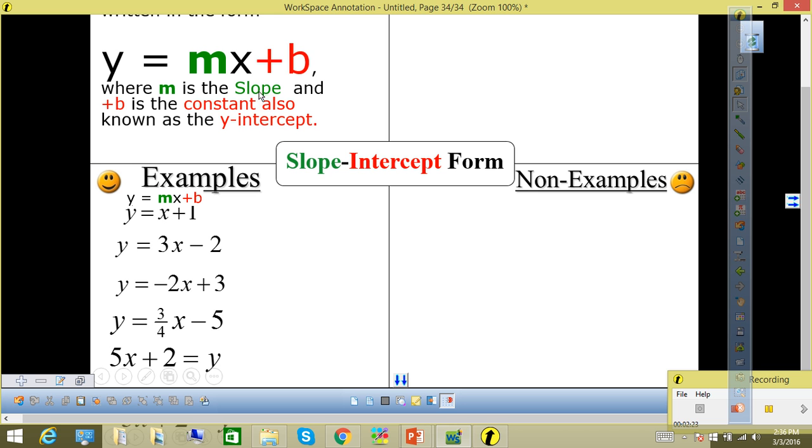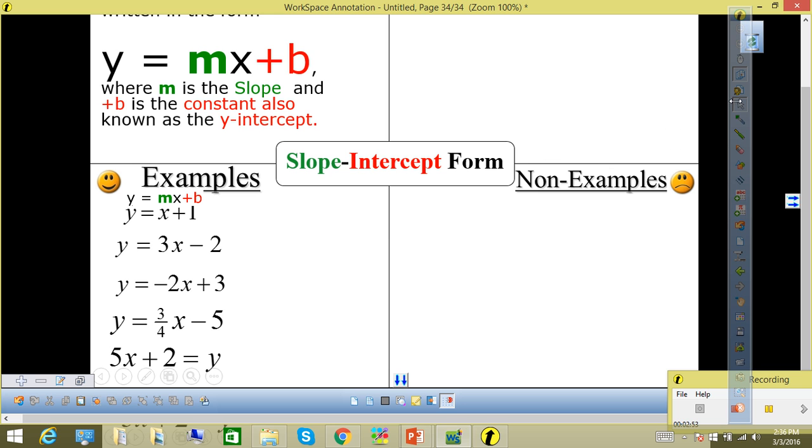And what do we know m to be? The slope. And what is b? My y-intercept. What is my y-intercept? 1. Look at this next one. What is my slope? What is my y-intercept? Negative 2. Look at this one. What is the slope? Negative 2. What is my y-intercept? Look at this last one. What is my slope? 5. And what is my y-intercept? 2. Does everybody see that?